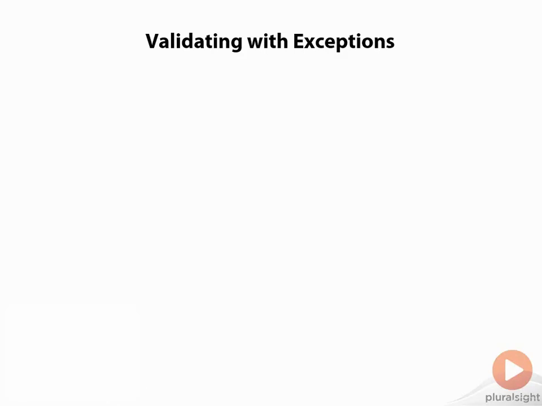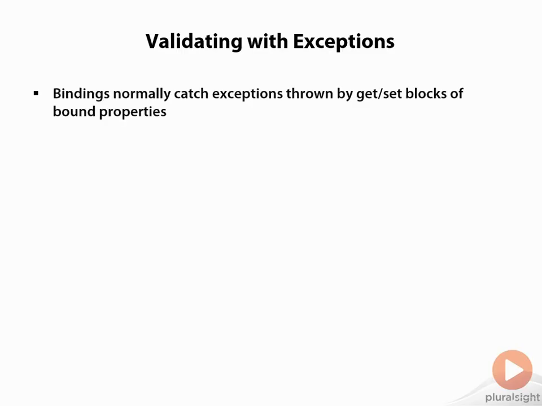One of the simplest ways to do validation with bindings is to use exceptions. Normally, when you hook up a binding to a property, if that property's get or set block throws an exception, the binding is just going to swallow it. It catches the exception. If you watch your output window, you'll see it as a first chance exception, meaning it was handled, and it's handled inside of the binding itself.